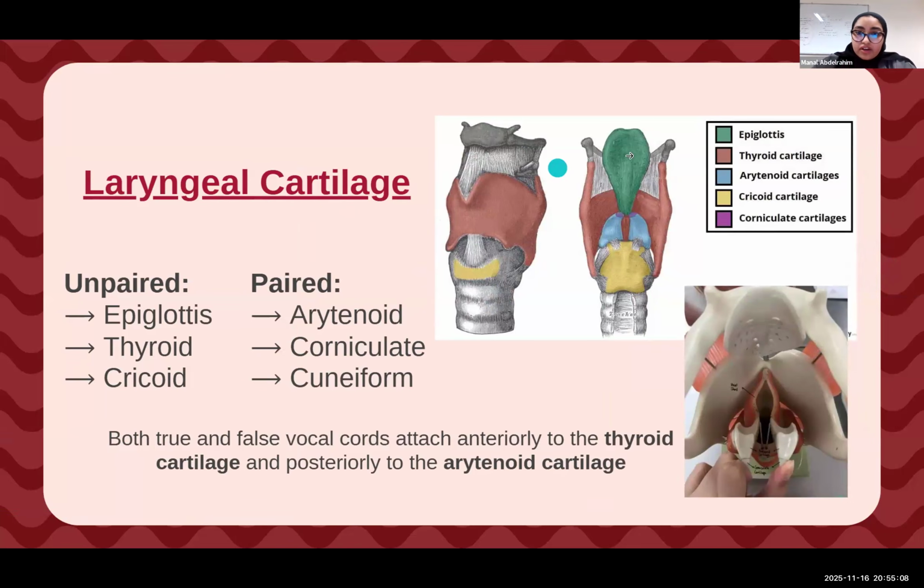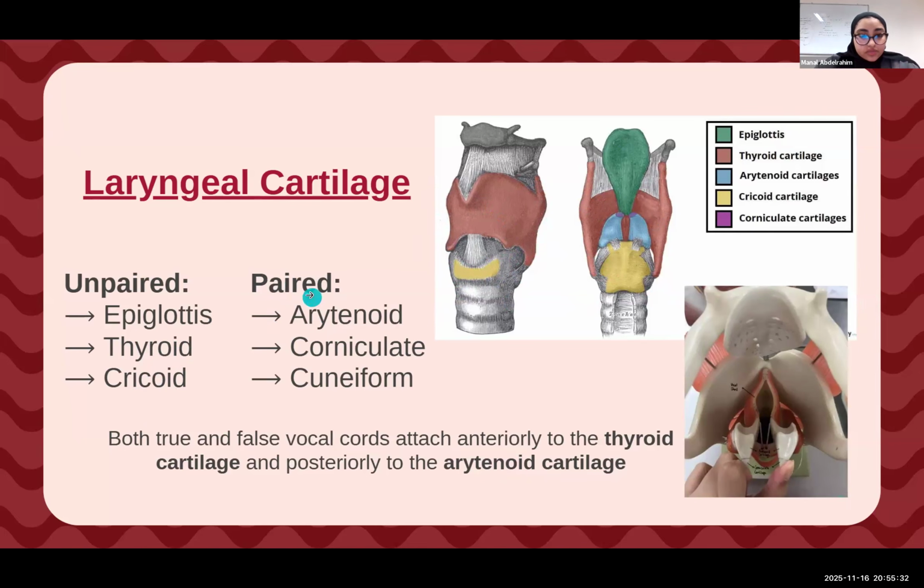So the unpaired ones, we have the epiglottis, which is the green one here. We talked about it earlier. We have the thyroid cartilage, which is the biggest part here. It's the reddish pink one. And we have the cricoid cartilage, which is this yellow part here. Now, this goes as a ring all the way around. This is from the front and this is from the back. It forms sort of a ring around the whole structure. And the thyroid is found anteriorly.